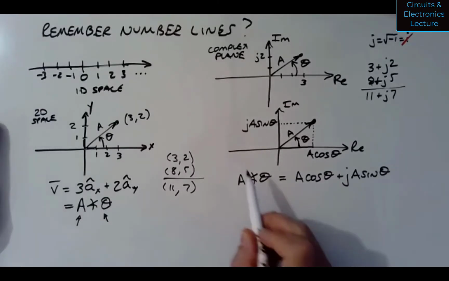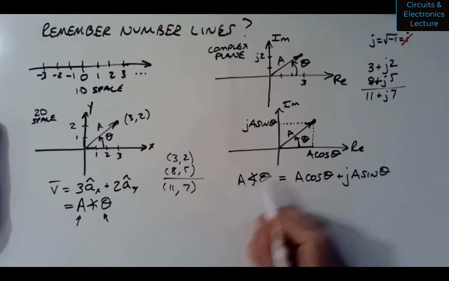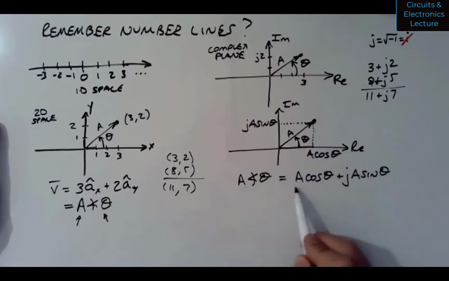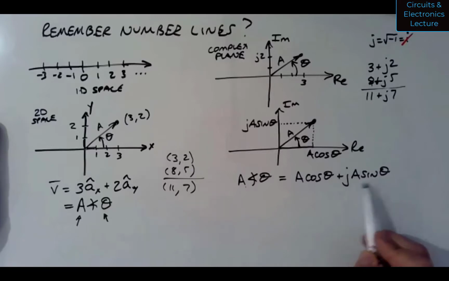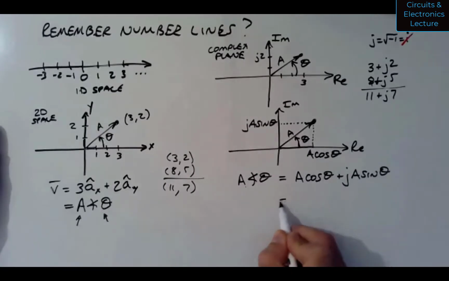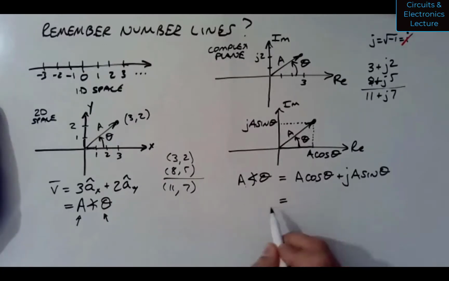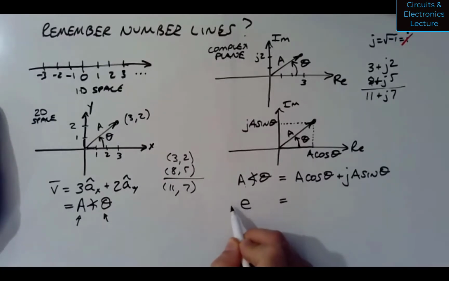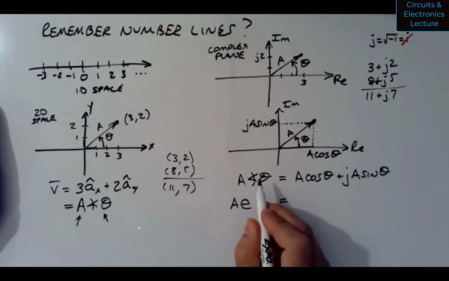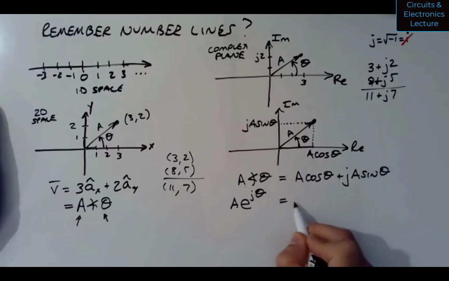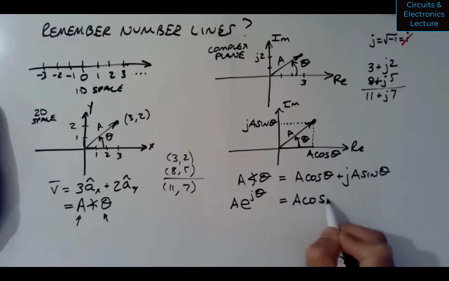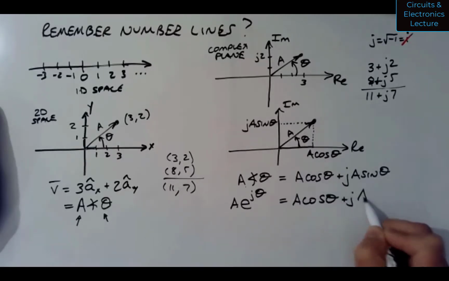So this is a polar notation way of describing this point in space. This is a rectangular notation using j to separate vertical from horizontal. That's in Cartesian coordinates. If you remember Euler's formula, Euler's formula says A e to the j theta equals A cos theta plus j A sine theta.